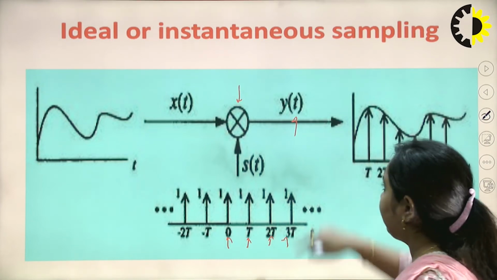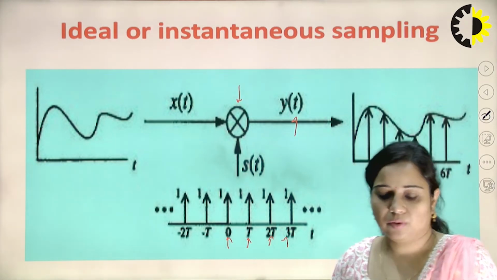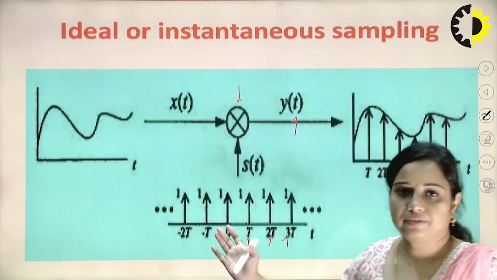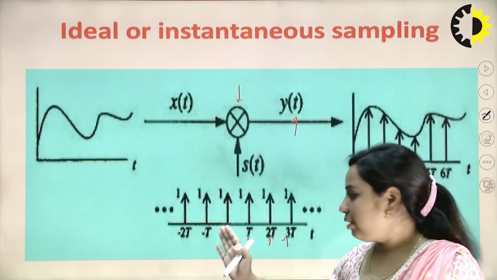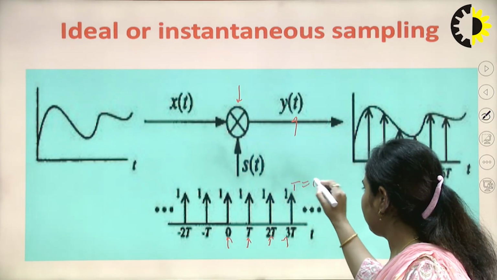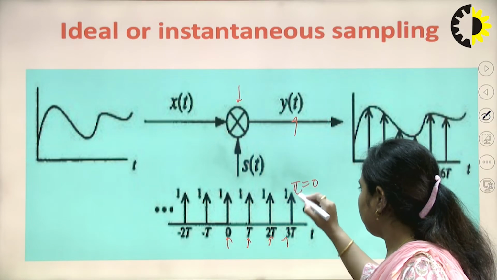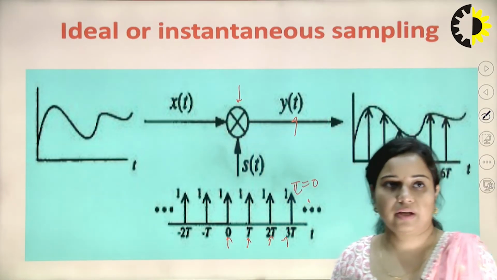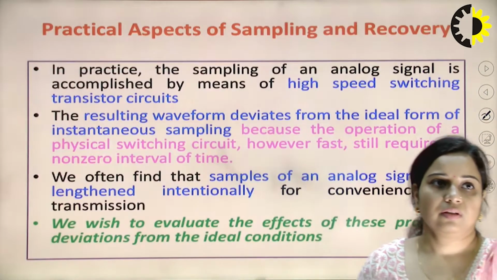This is a kind of ideal sampling, because the width of the impulses, tau, tends to 0. That is the case for ideal sampling.